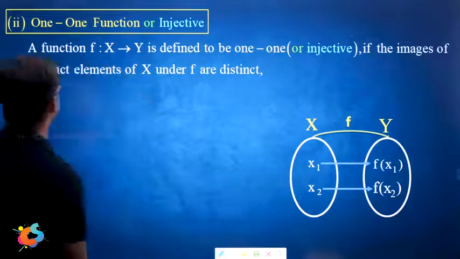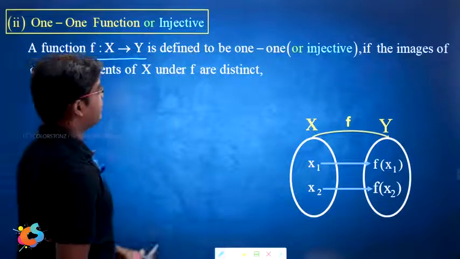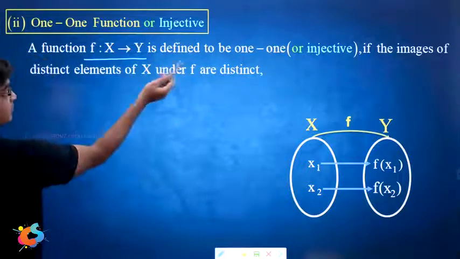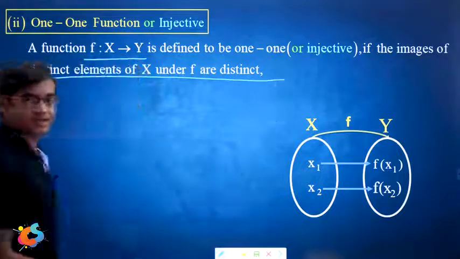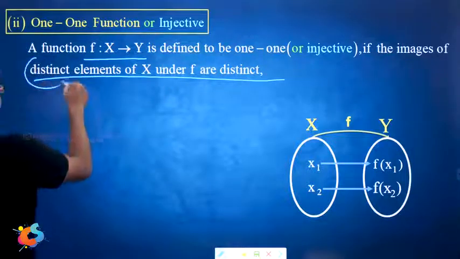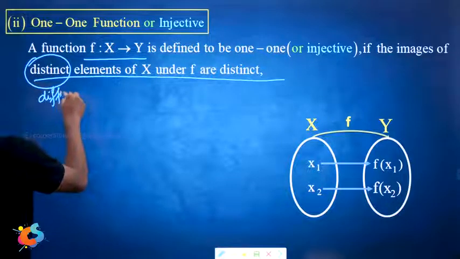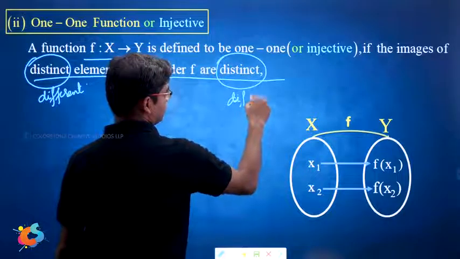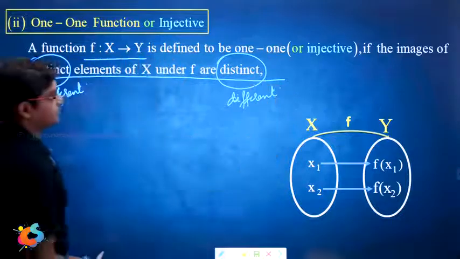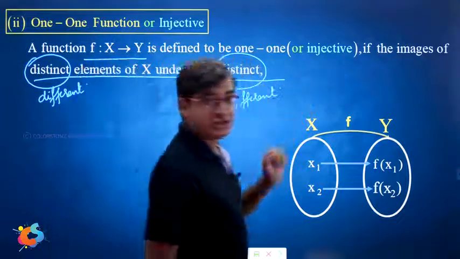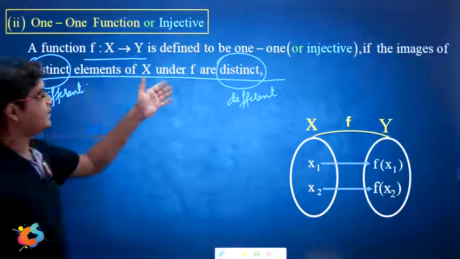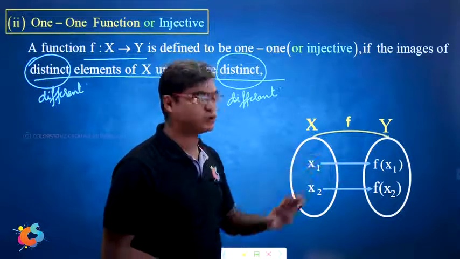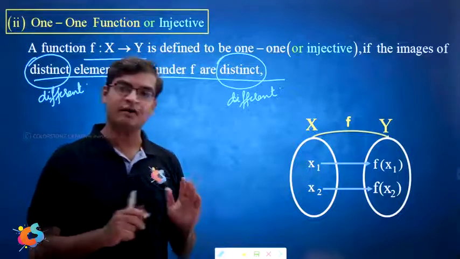So now let us take the definition. A function f maps from X to Y is defined to be 1-1 or injective if the images of distinct elements of X under F are distinct. Okay, so if you have a little difficulty in understanding what is this distinct, you can replace it with different. The meaning remains the same. So now let us read it again. If the images of different elements of X under F are different. That's all. If you have two different elements in X, then their images should be different. If that is happening, then F is called 1-1 function.